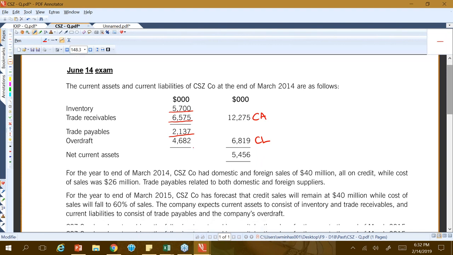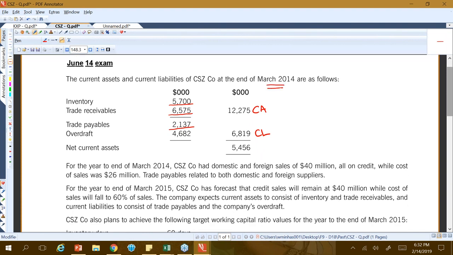For the year to end of March 2014, CSC had domestic and foreign sales of 40 million. So here are the sales, which will be used for finding the debtor days or the receivable days. All on credit, while cost of sales were 26 million. So cost of sales will be used for the inventory days and the creditor days. This is the information we have to work out the cash operating cycle, and we do not need anything else here.